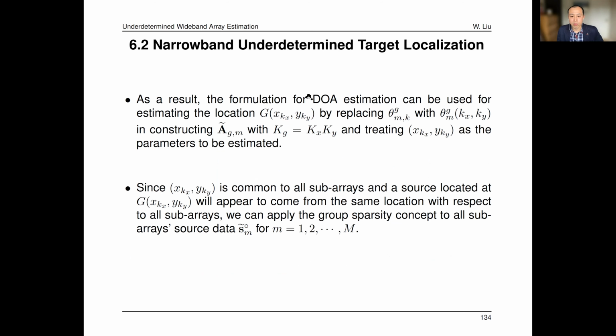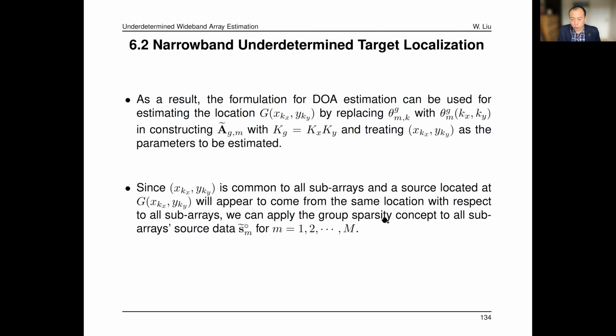As a result, the formulation for DOA estimation can be used for estimating the location (x_Kx, y_Ky) by replacing theta_mKg with theta related to K_x, K_y in constructing this steering matrix. Now K_g equals K_x times K_y, and we treat this as the parameter to be estimated, not theta anymore. Since x_Kx and y_Ky are common to all subarrays, a source located at this point will appear to come from the same location with respect to all subarrays. So for all subarrays, you share the same location.